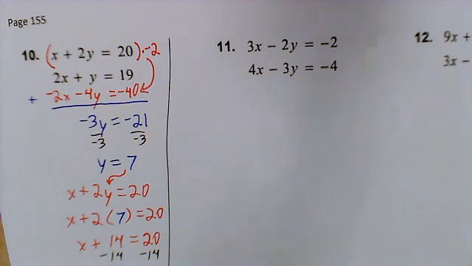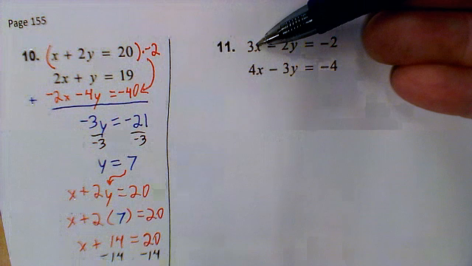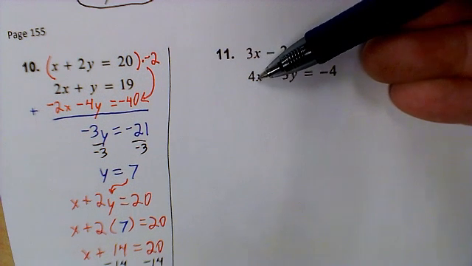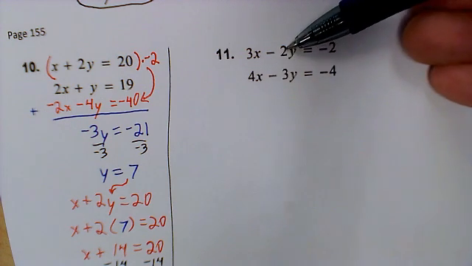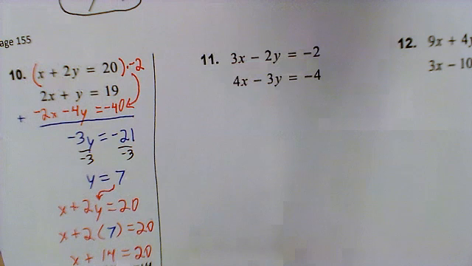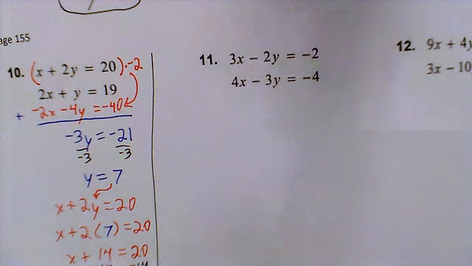So number 11, you have to start using least common multiples. So I can't just multiply 3x and make it something negative 4x in order to cancel. I can't simply multiply negative 2y by something to make it negative 3y where it's going to cancel. What I'm going to have to do is multiply both equations in order to get something to cancel. First step, I'm going to target one variable or another.